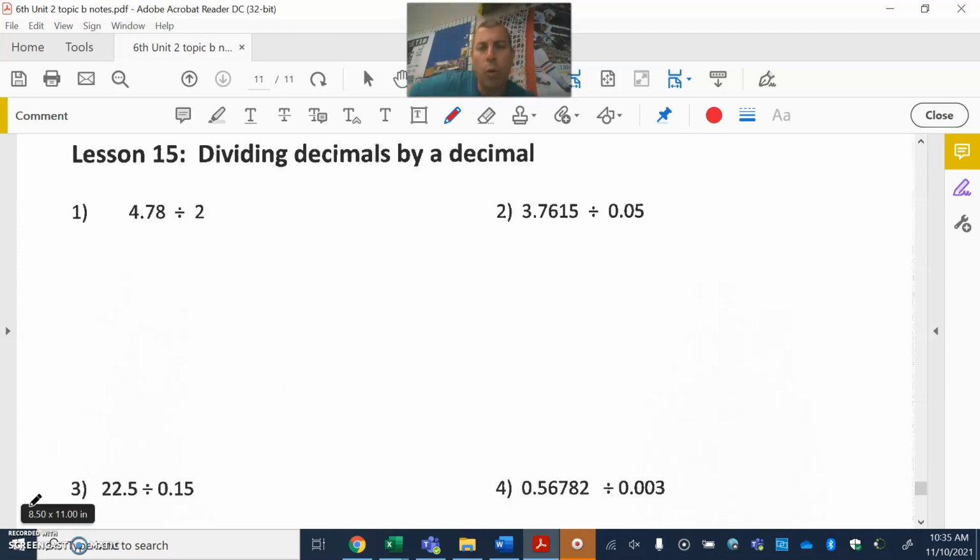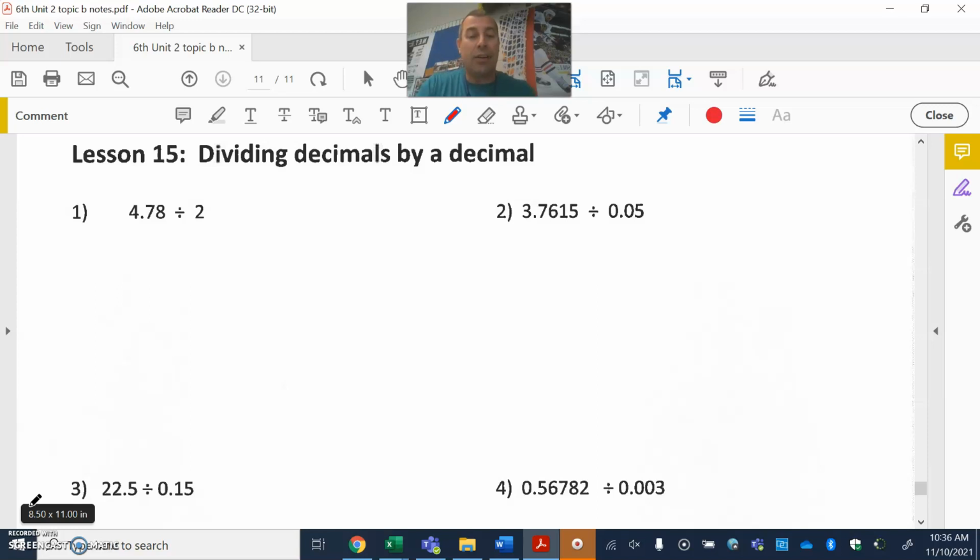All right, hey, we're dividing decimals by a decimal. Really all we need to do is some prep work ahead of time, get things set up, and then it's going to be business as usual here. So let's jump to question number 2.